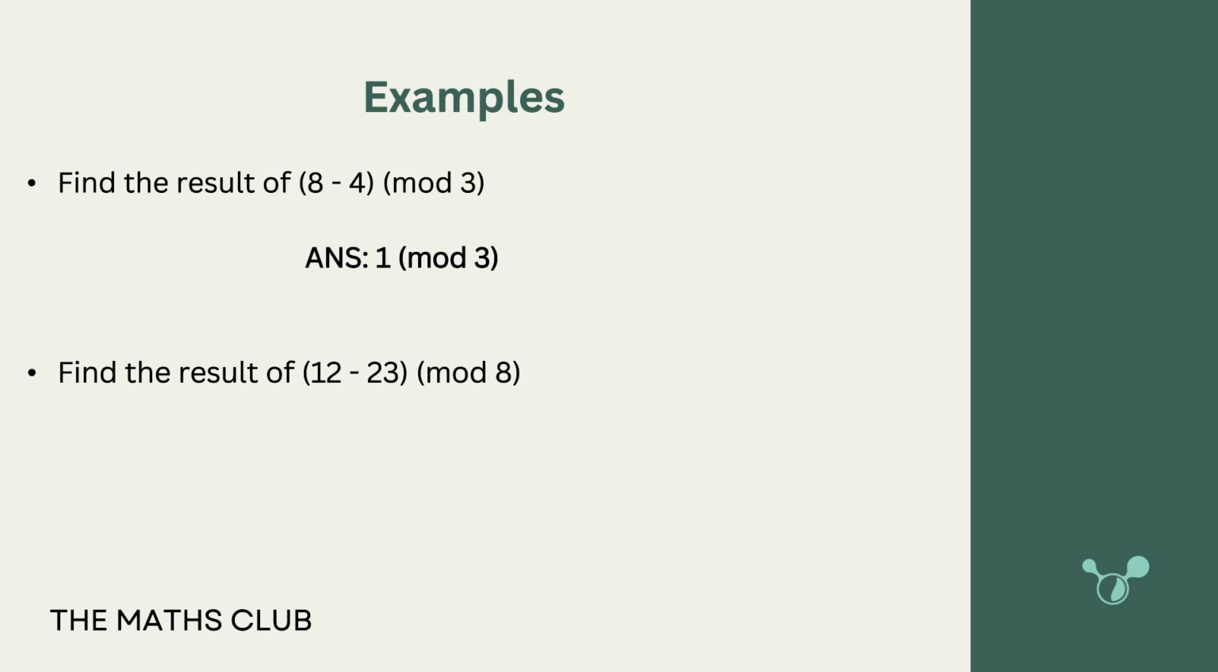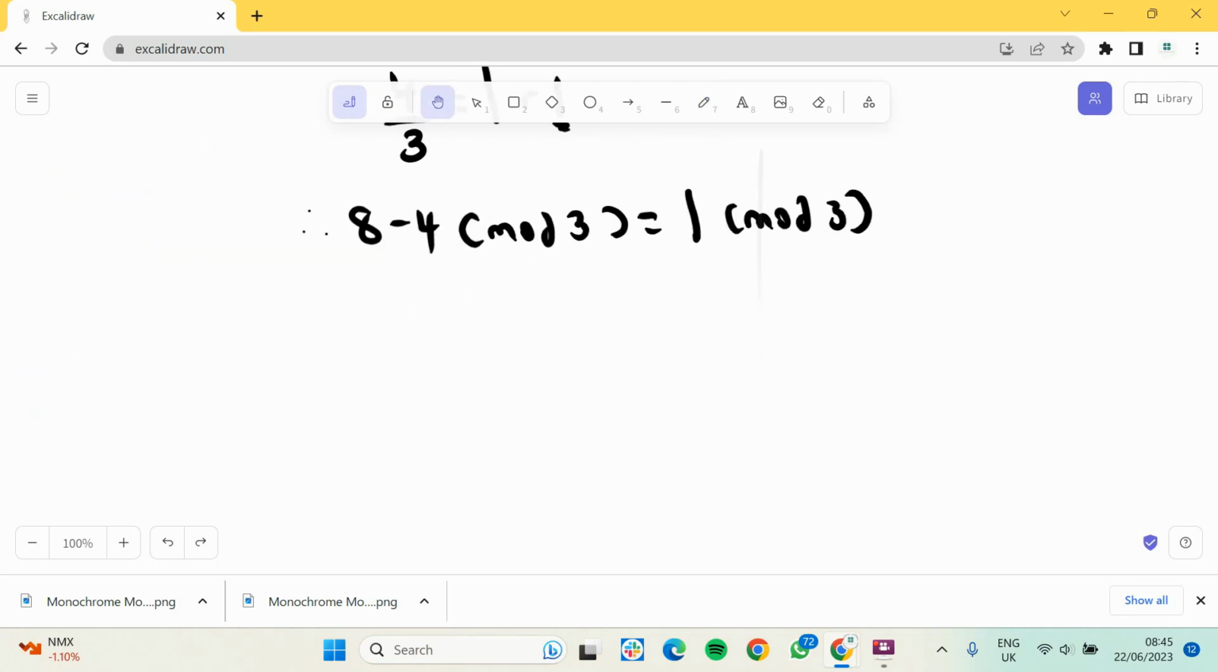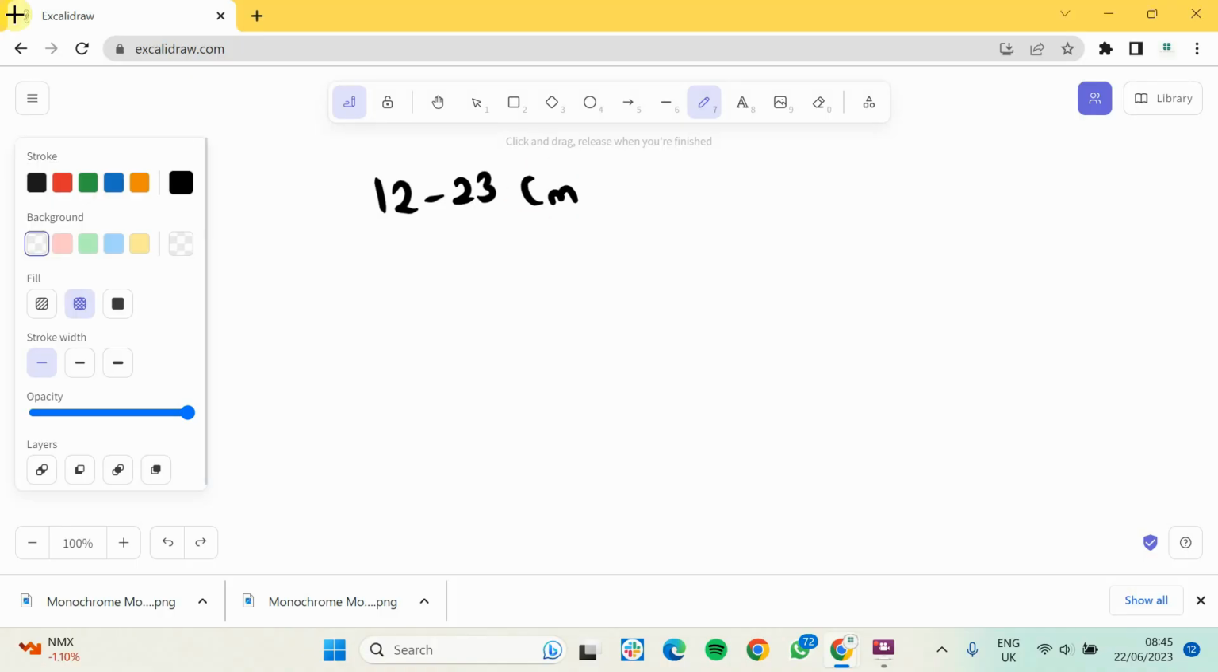Let's look at this one. It says find the result of 12 minus 23 mod 8. If you're following us, I want you to pause the video and try it out yourself. Welcome back. So we have 12 minus 23 mod 8. Normally 12 minus 23, think of it as owing somebody 23 naira and you pay the person 12 naira. How much are you still owing? You're still owing 11 naira, that's why it's negative. So how can you convert this minus 11 to a positive value in mod 8?